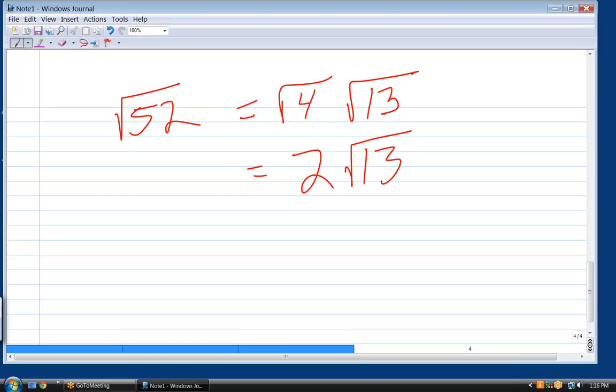Now let's talk about prime numbers while we're talking about it. A prime number is any number that can only be divided by 1 and itself. So 2 is a prime number.